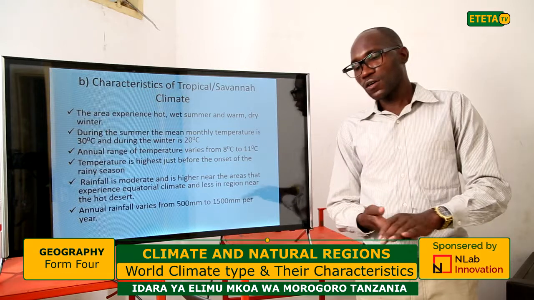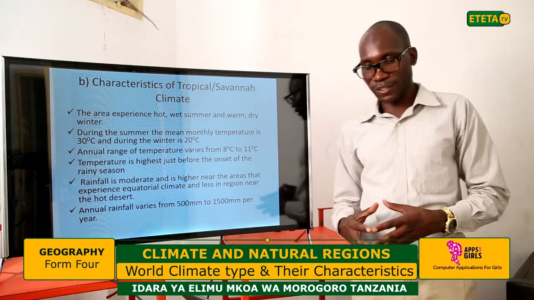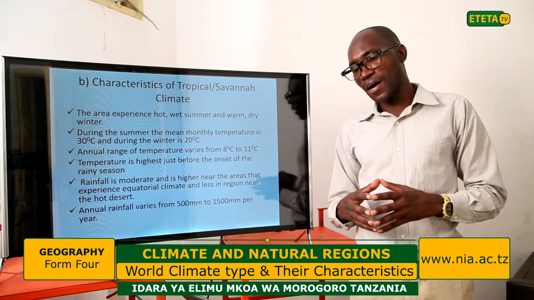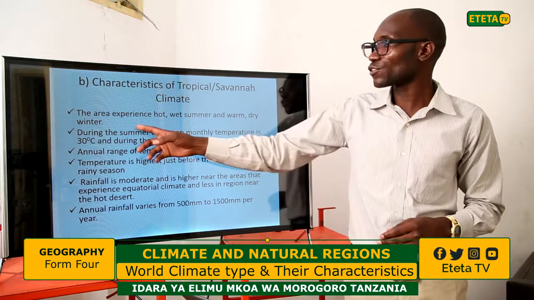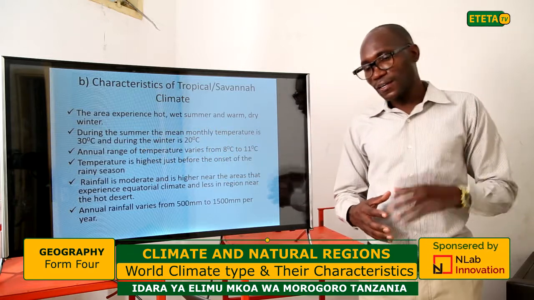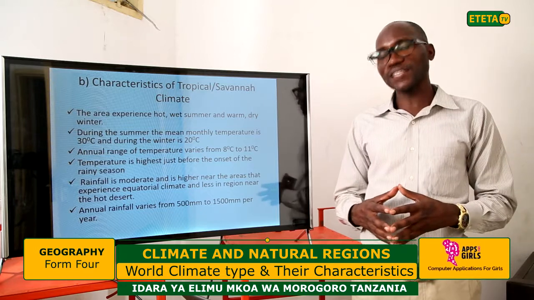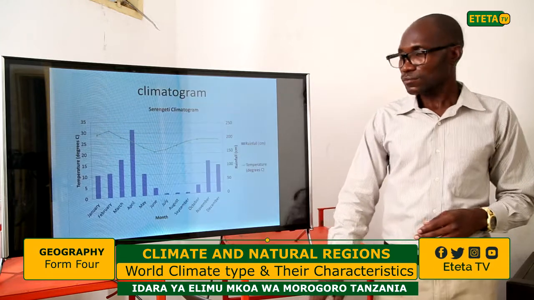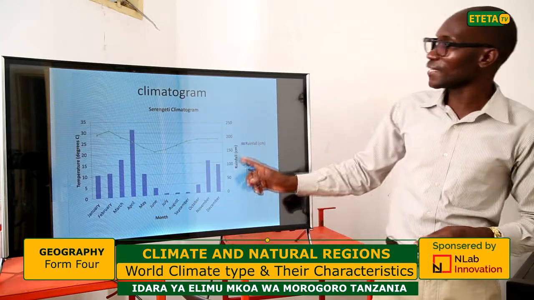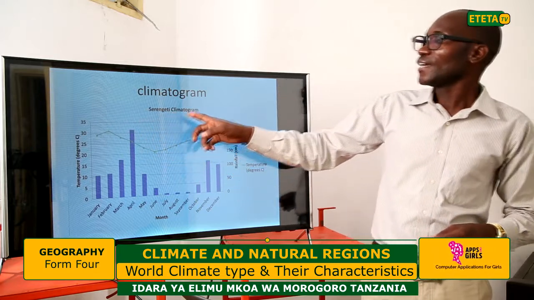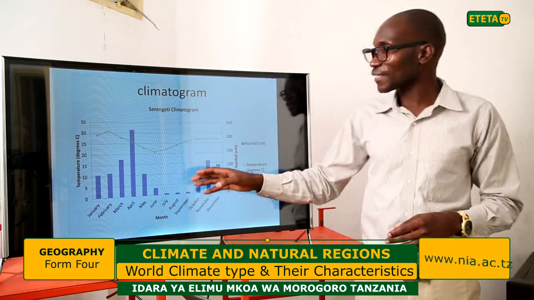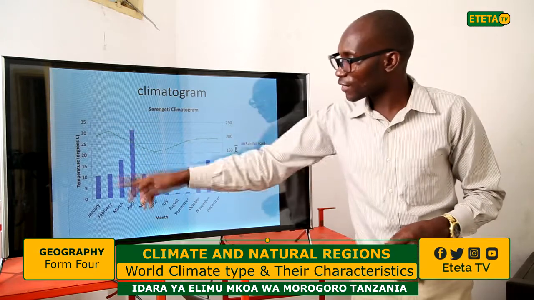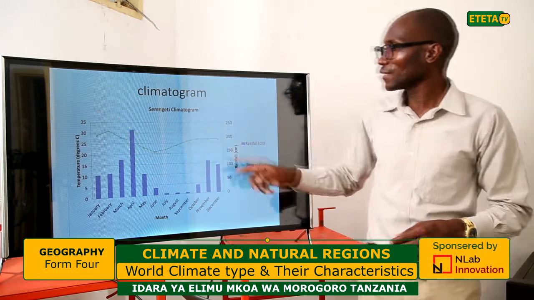Characteristics of the tropical grassland or savanna climate: the area experiences a hot, wet summer and a warm, dry winter. During the summer, the mean monthly temperature is 30 degrees, and during the winter it is 20. This climatograph shows the tropical grassland temperature and rainfall. This is the rainfall, and this one is the temperature.